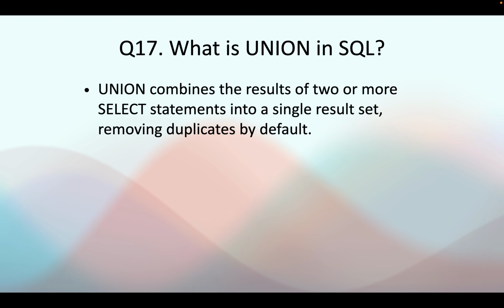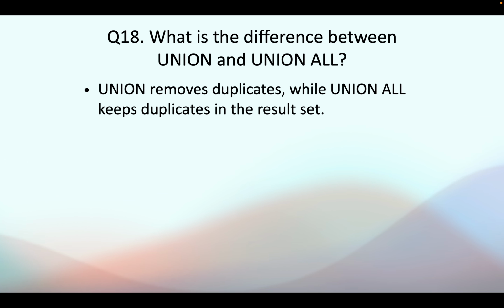What is union in SQL? Union combines results of two or more select statements into a single result set, removing duplicates by default. What is the difference between union and union all? Union removes duplicates while union all keeps duplicates in the result set. So what exactly happens in union is we're going to combine the data of two different internal tables into one, kind of like that's one example.